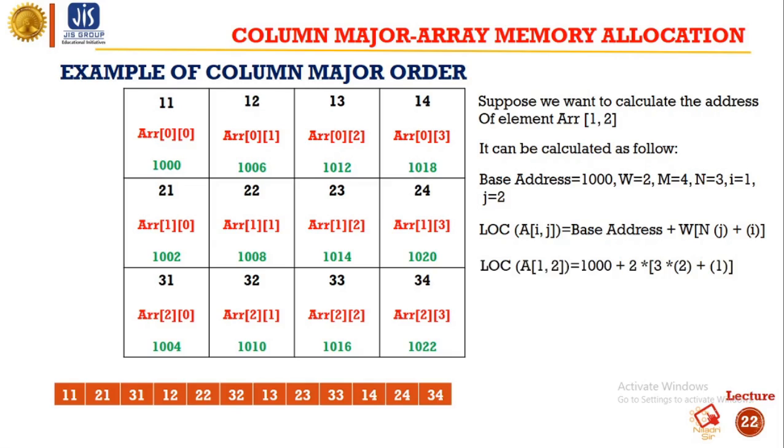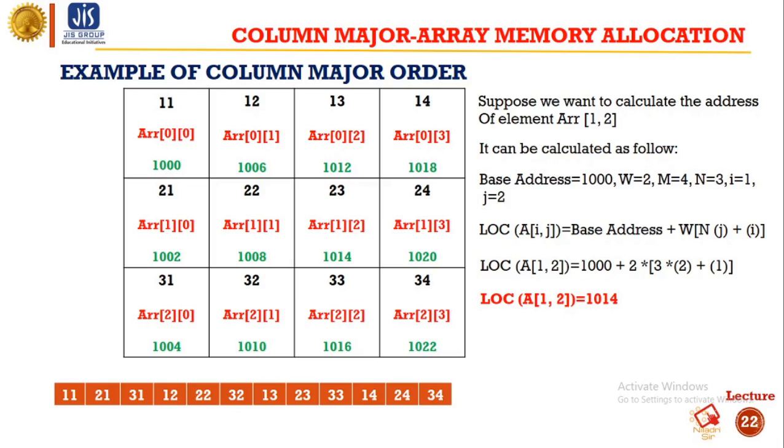So if we put the values here, location A12 will be 1000 plus 2 into (3 into 2 plus 1). Base address is 1000, 2 is the value of W, N is 3, J is 2 and I is 1. If we calculate it, the address will be 1014. As you can see, for element 12 the address is 1014. So this is all about row major and column major.